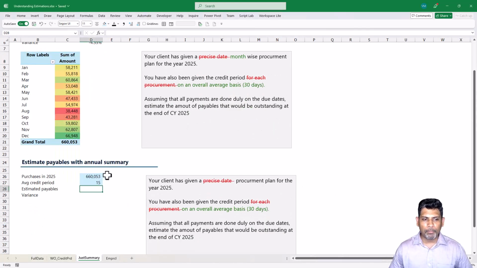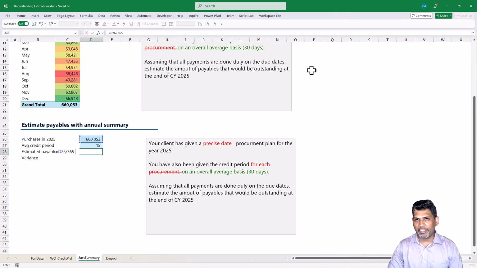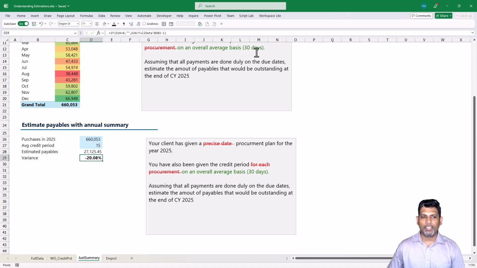In the next example, we don't even have monthly data. What we have with us is annual data. Annual number is 660053. Again, we've been told that the credit period is 15 days. If I apply the same logic, that last 15 days sales is what is going to be outstanding. So if over 365 days we sold 660053, what is going to be the sales in the last 15 days? Or in this case, actually it's procurement. So 660053 divided by 365 multiplied by 15, that number works out to 27,125.